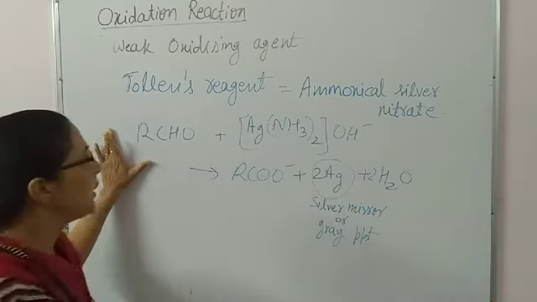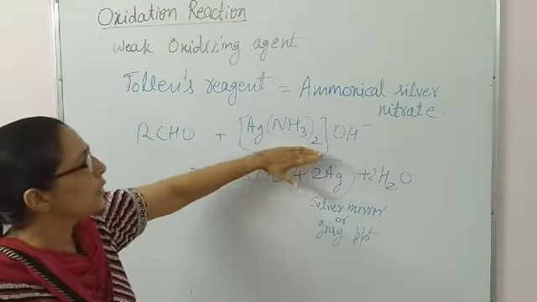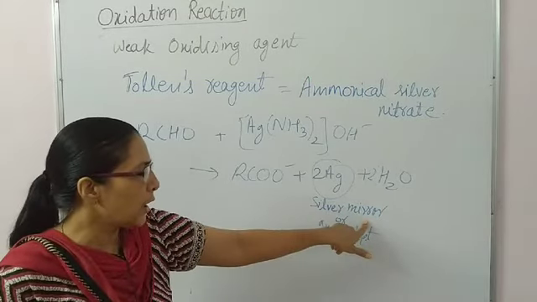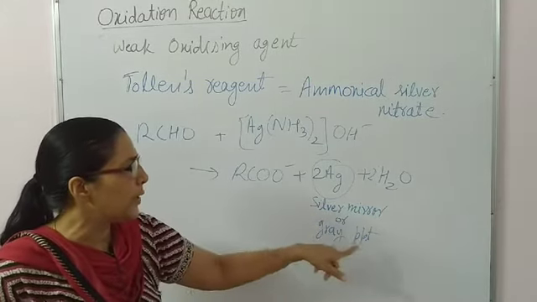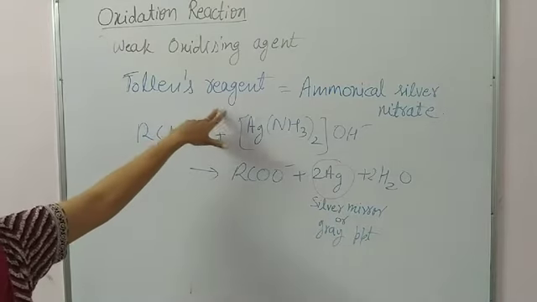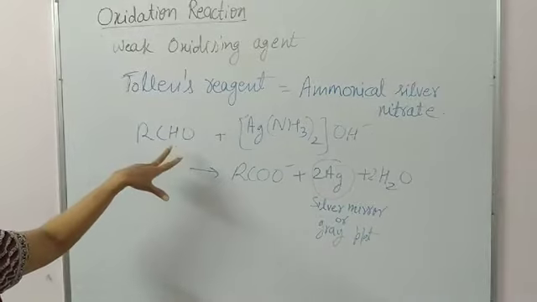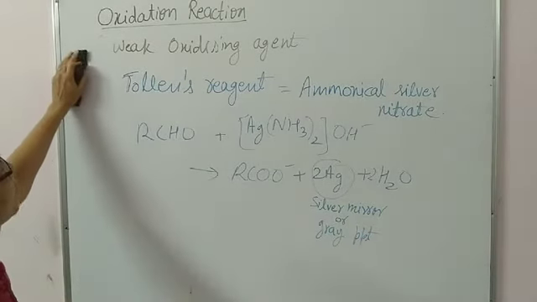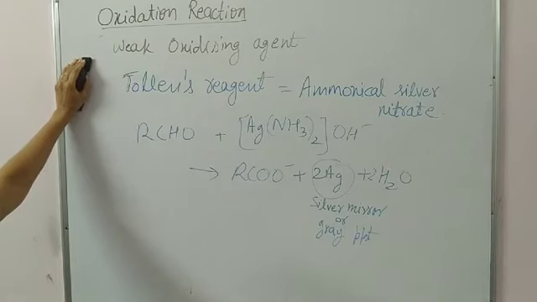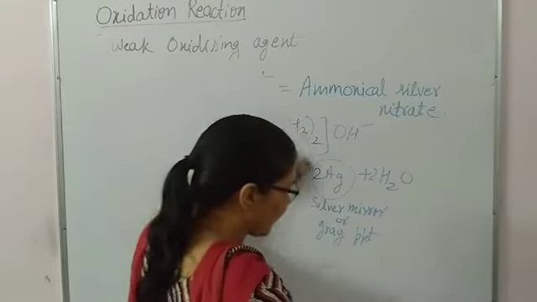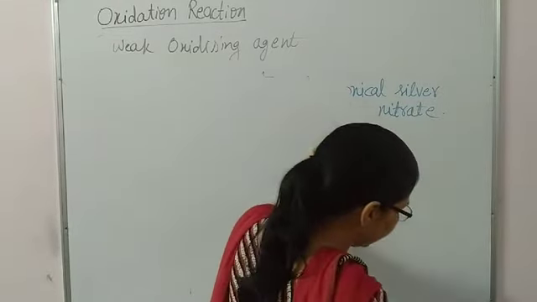So in all aldehydes, when treated with Tollens reagent, there will be formation of a shining silver mirror or grey colored precipitate. So you can identify by means of Tollens reagent the presence of aldehyde. This reaction is also used to distinguish aldehyde from other compounds. Now the next reagent in our row is Fehling's solution.